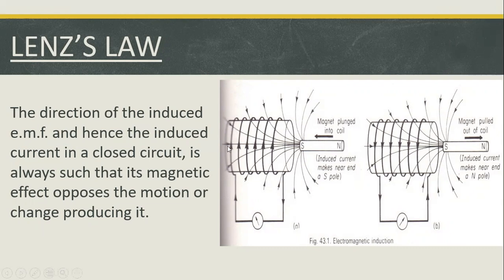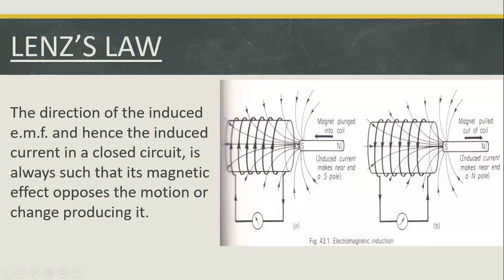According to this law, see the picture. There is a solenoid. When you plug in the south pole, near the solenoid there is a south seeking pole, and the direction of the induced EMF or induced current is clockwise. You see the direction of induced current is clockwise and the needle deflects towards the left.